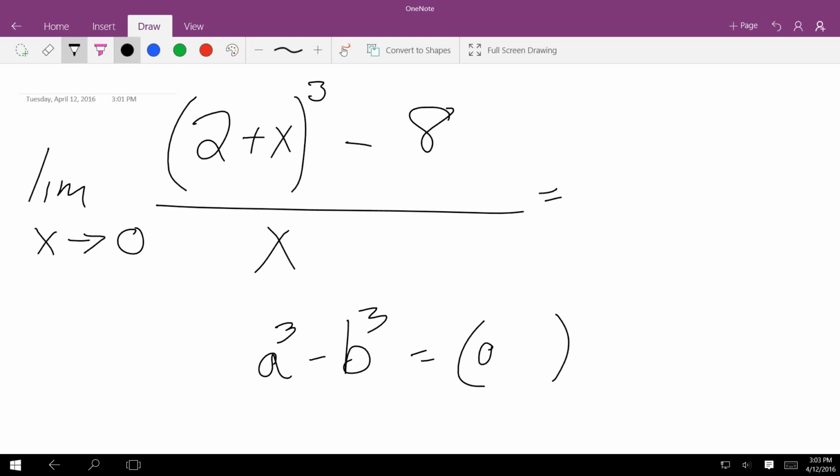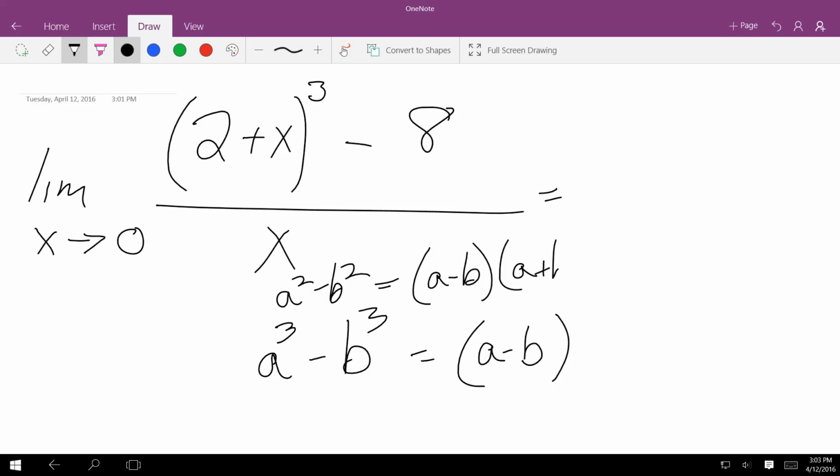First term is always the same sign and linear. Notice a squared minus b squared: first term is the same sign and always linear. The next term is a plus b. Well, oh man. What's the next term here?